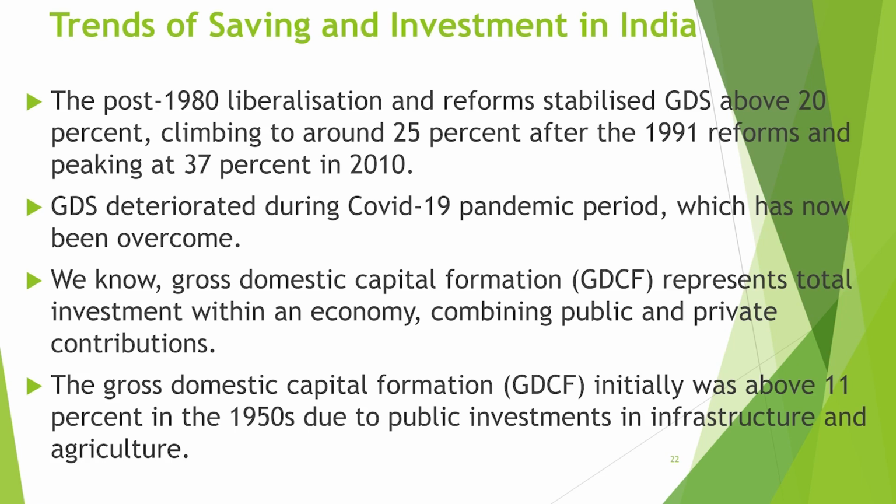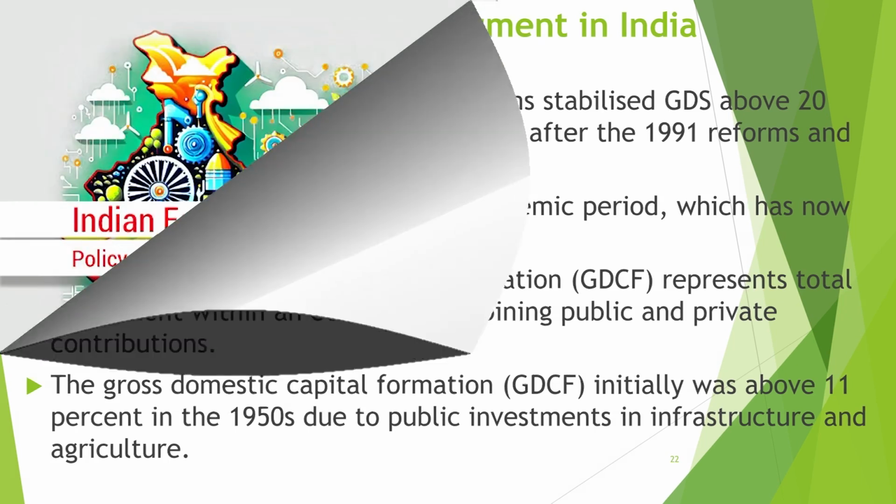We know gross domestic capital formation represents total investment within an economy, combining public and private contributions. The gross domestic capital formation initially was above 11% in the 1950s due to public investment in infrastructure and agriculture.